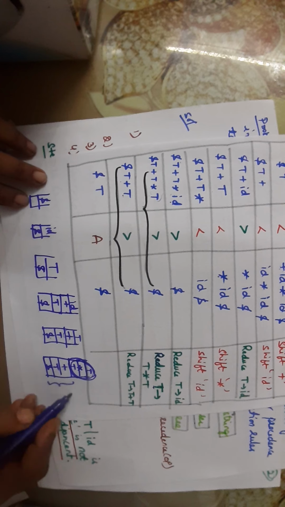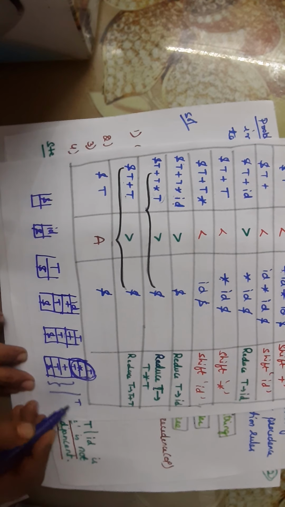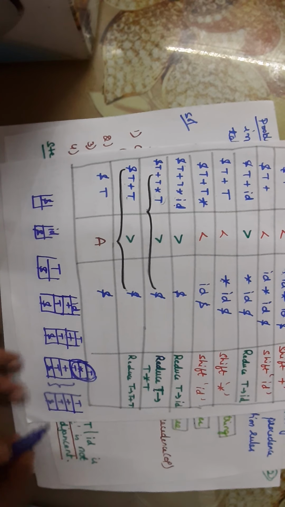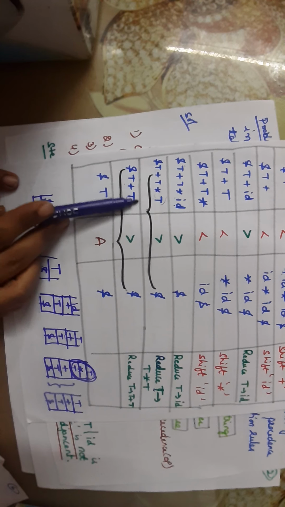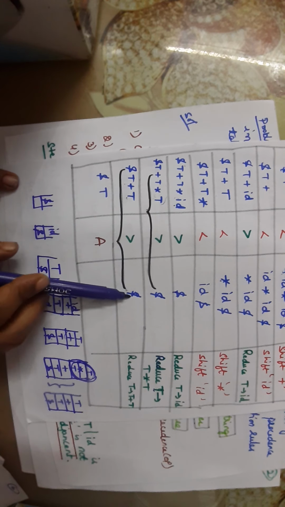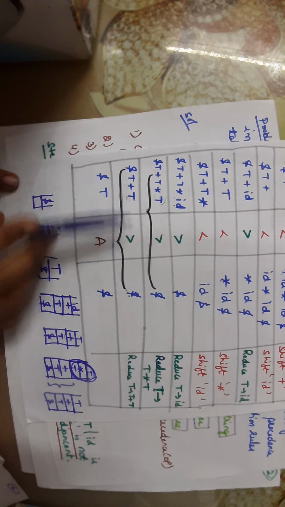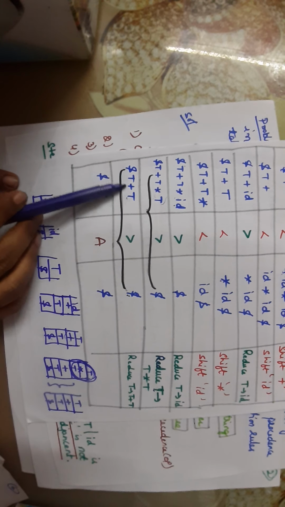So what is the status of the stack now? I have dollar T plus T. Now this is the status of the stack. Now the topmost symbol is again plus T. Variable T cannot be compared with dollar. I should go with plus. Plus is greater than dollar. Even so, I can't replace plus directly with any non-terminal.